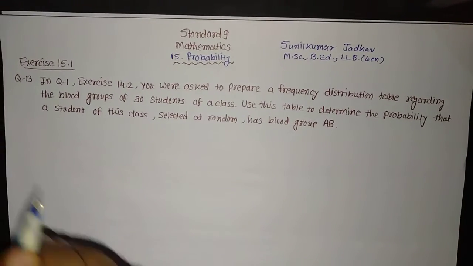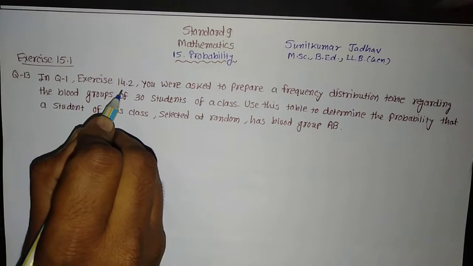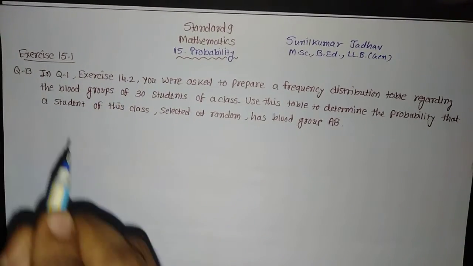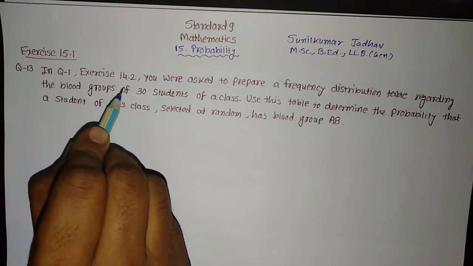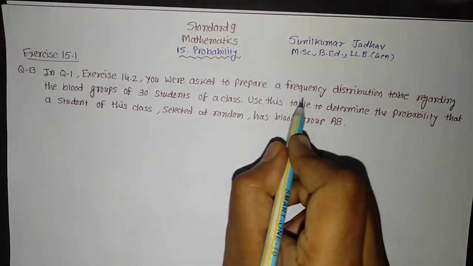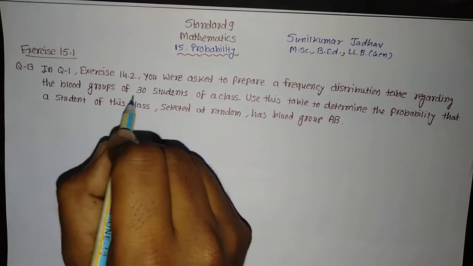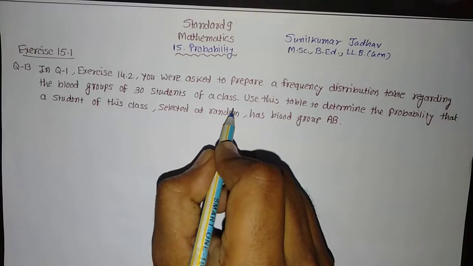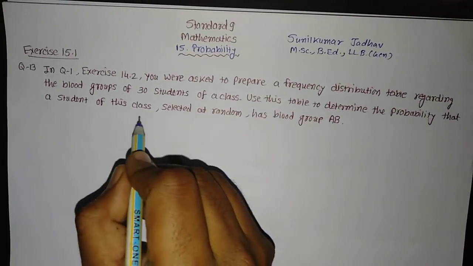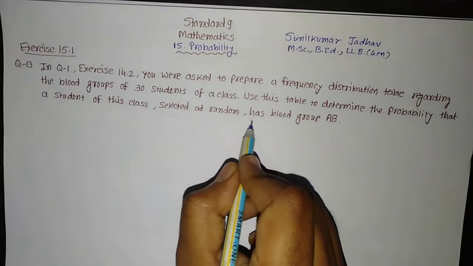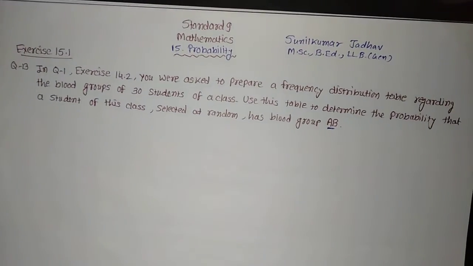Let's read the question. In question number 1 of exercise 14.2, so we have to use the NCERT textbook of standard 9, and in which we have to see question number 1 of exercise 14.2. You are asked to prepare a frequency distribution table regarding the blood groups of 30 students of a class. Use this table to determine the probability that a student of this class selected at random has blood group AB. This is the probability we want to find out.